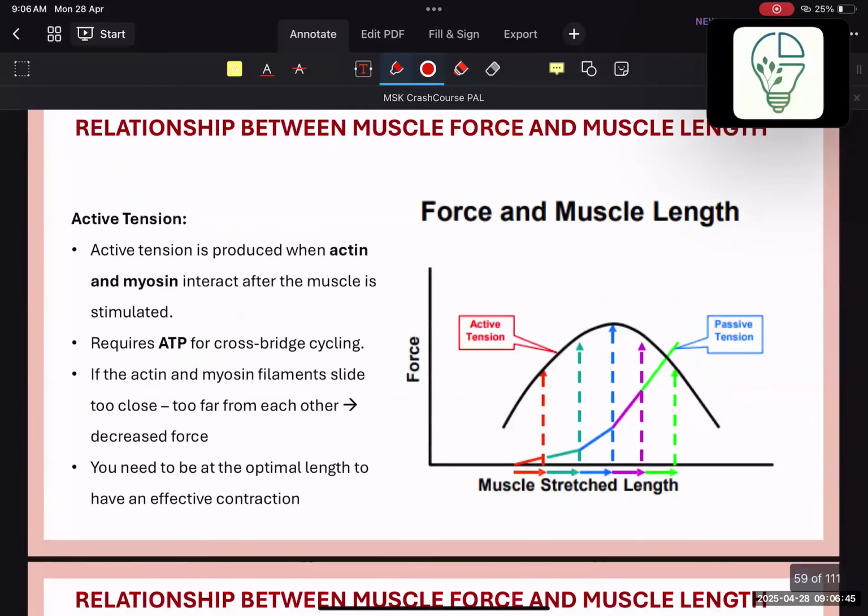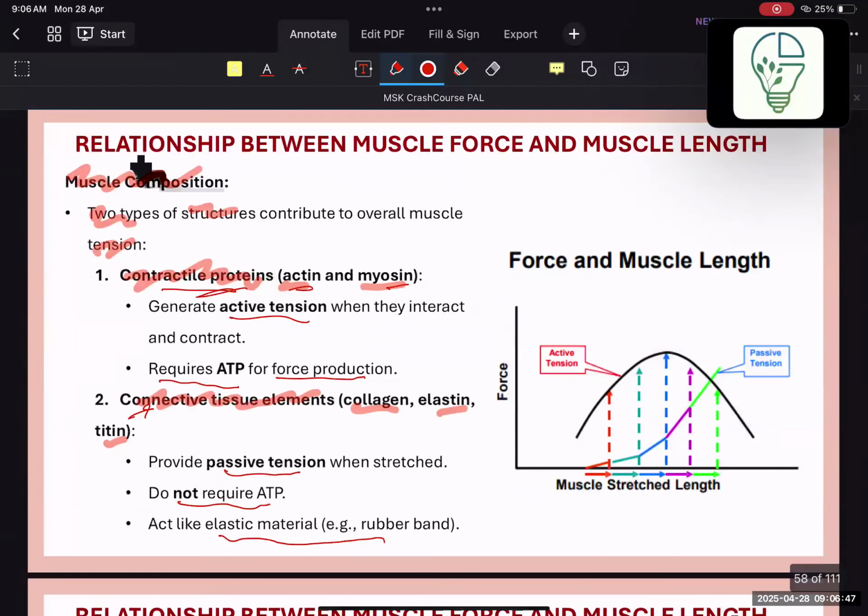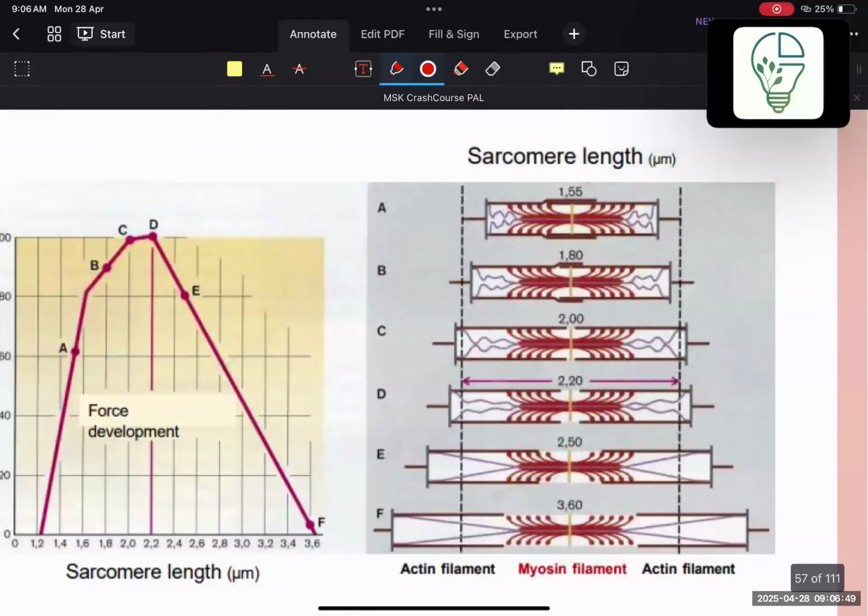So now we will go back to this slide to explain active tension. Now, as I said, active tension is mainly determined by your contractile elements, actin and myosin.